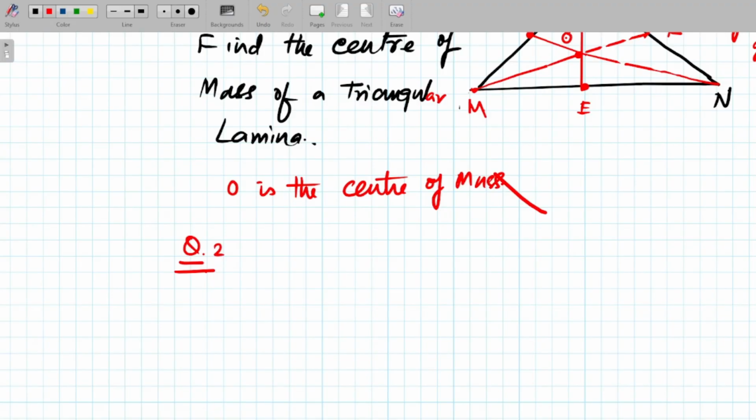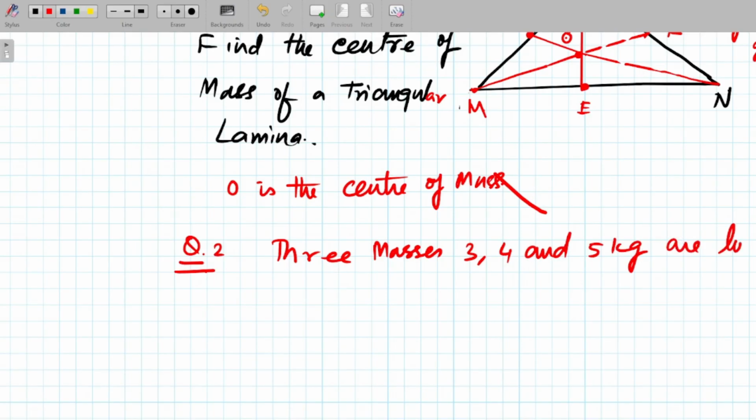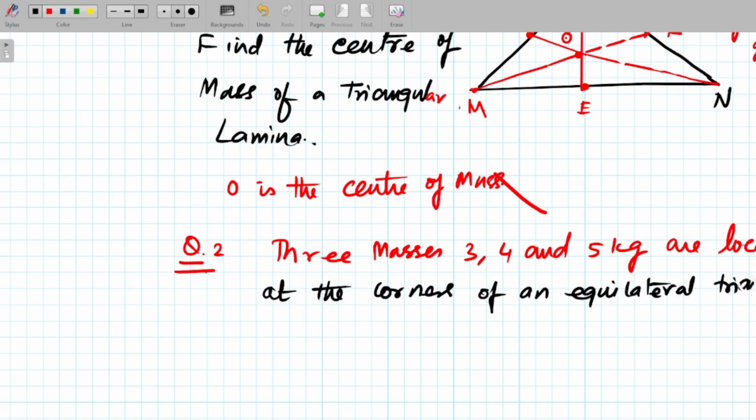Let me write: 3 masses 3, 4 and 5 kg are located at the corners of an equilateral triangle of side 1 meter. Locate the center of mass of the system.